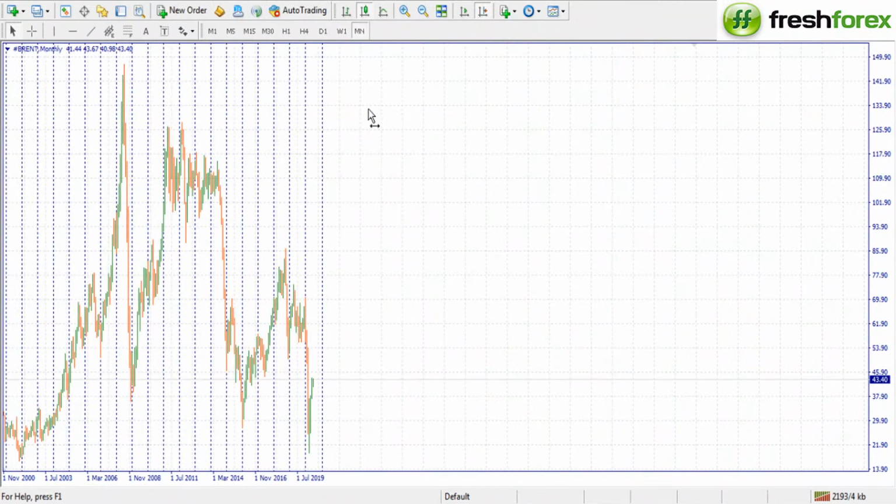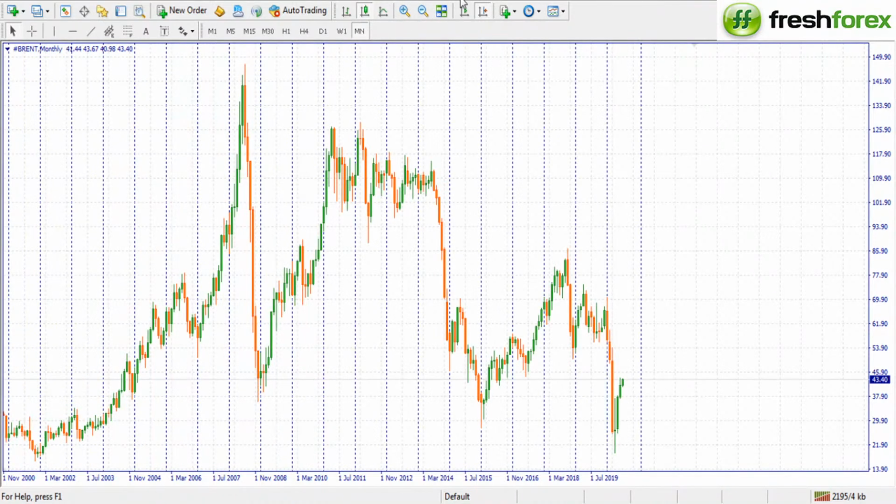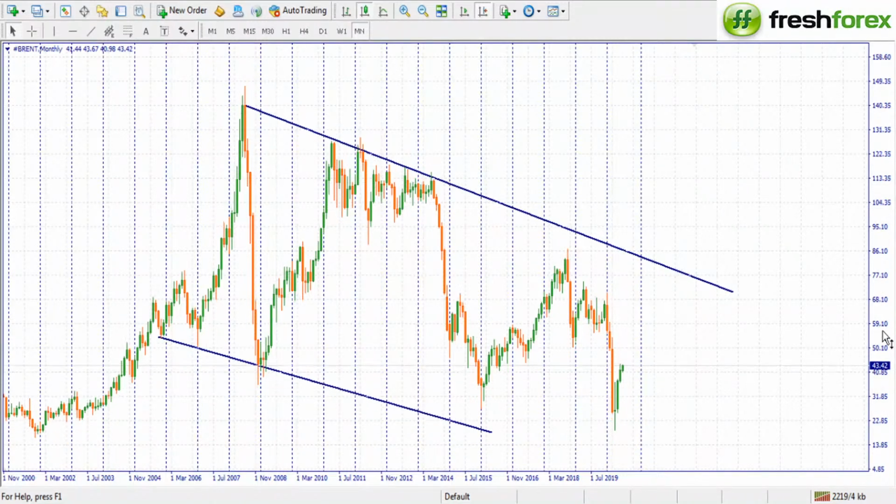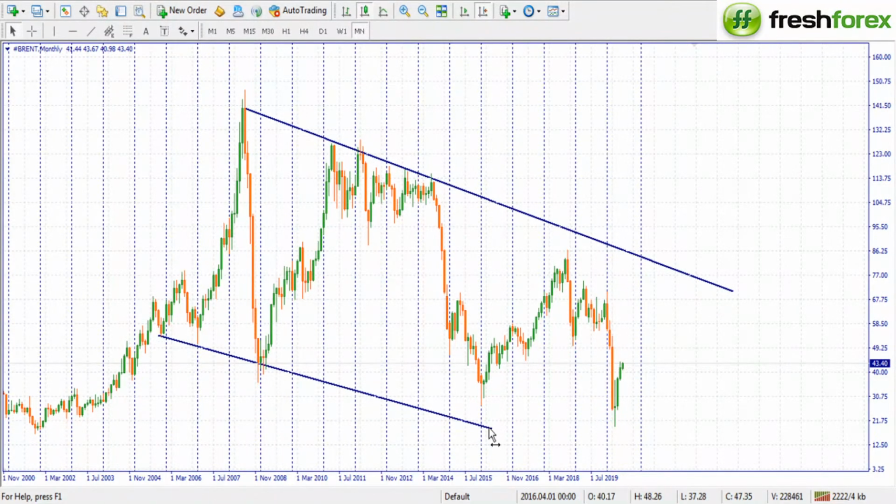Let's start off here. This is monthly, sorry. So we have a trend line which runs all the way from this point up to this point there, and then we also have a trend line which runs from this point like that, up to this point.